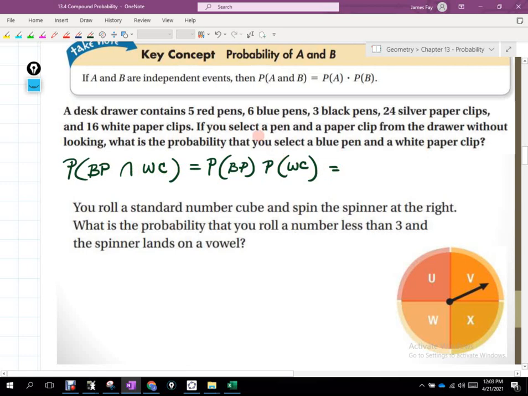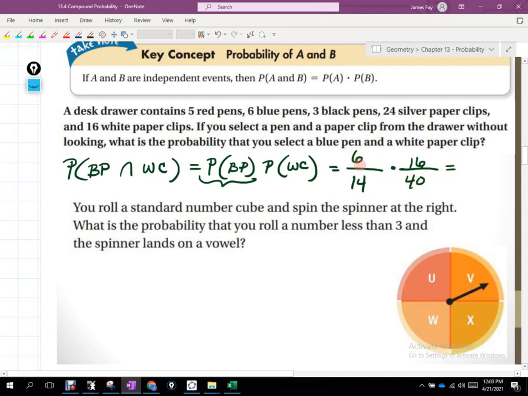So what is the probability that we get a blue pen? Well, now this is our classic probability. How many blue pens are there? 6. So those are our favorable outcomes, divided by how many pens there are, the total number of outcomes, 14 total outcomes. I'll multiply that then by the probability of a white paperclip. How many white paperclips are there? How many total paperclips could I have chosen from?